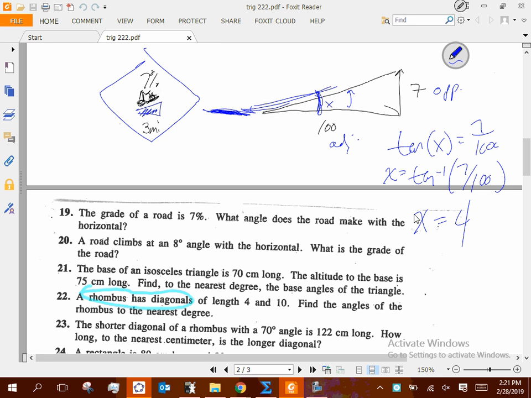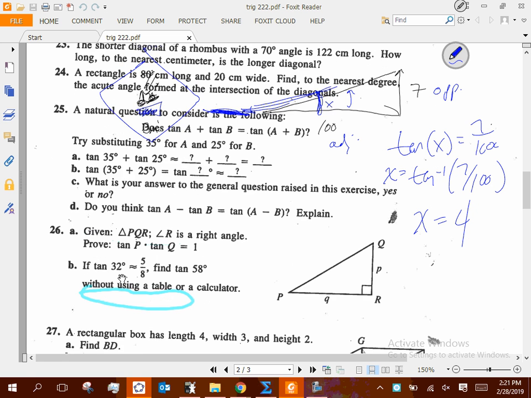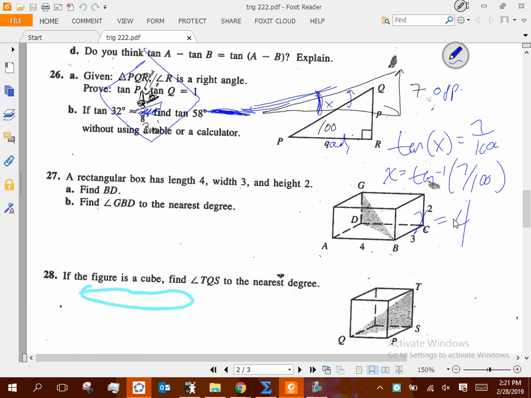Yes? Can you show 27? Can I take a picture of this? No. It's a rectangular prism.